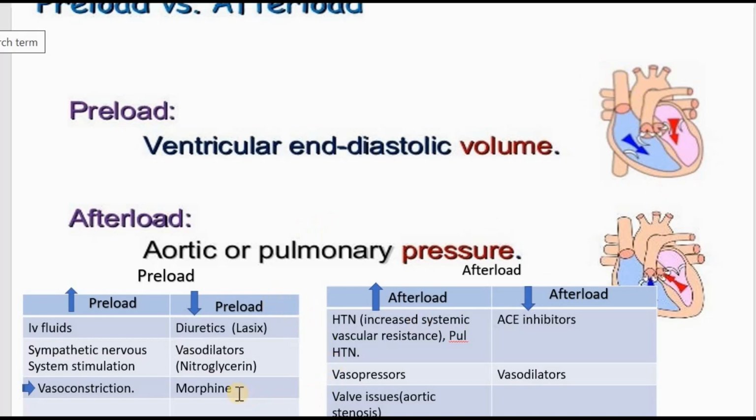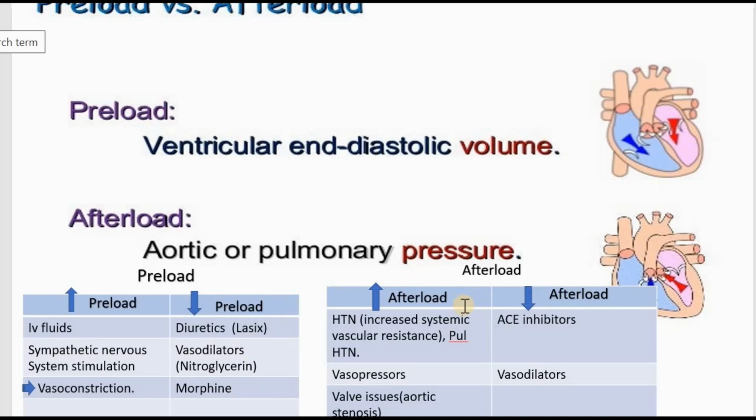Now the third is morphine. Along with the analgesic effect, it is an opioid analgesic. Along with the analgesic effect, it has a vasodilatory effect. So when there is a vasodilatory effect, we explained earlier, it's going to decrease the preload.